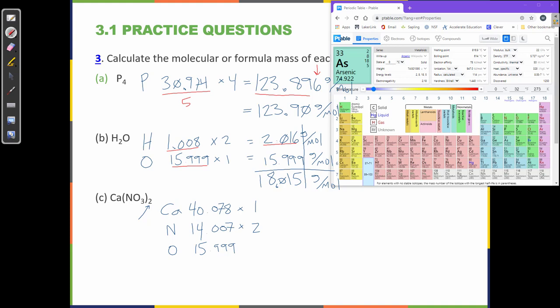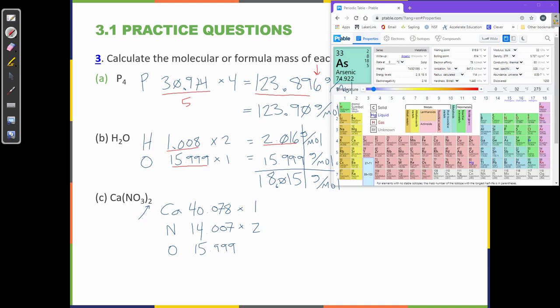And how many oxygen atoms do we have? Well, having this 2 on the outside of the parentheses is just like having 2 on the outside of the parentheses in a math equation. I take that number and I distribute it into the parentheses. So remember, the subscript on N is actually 1.